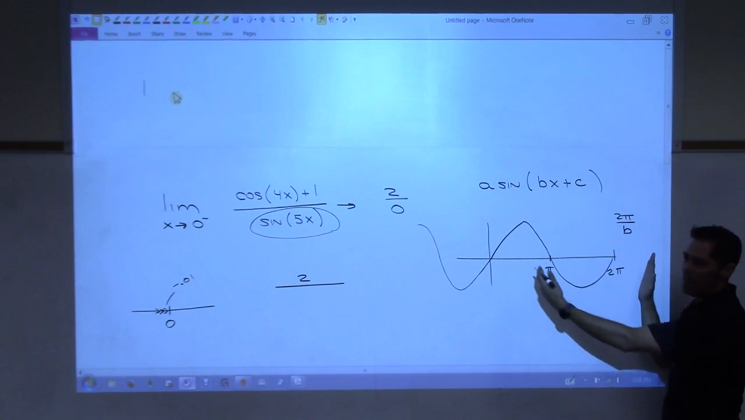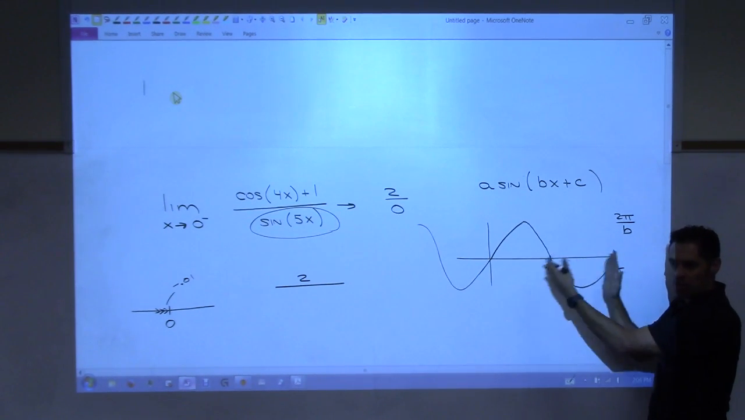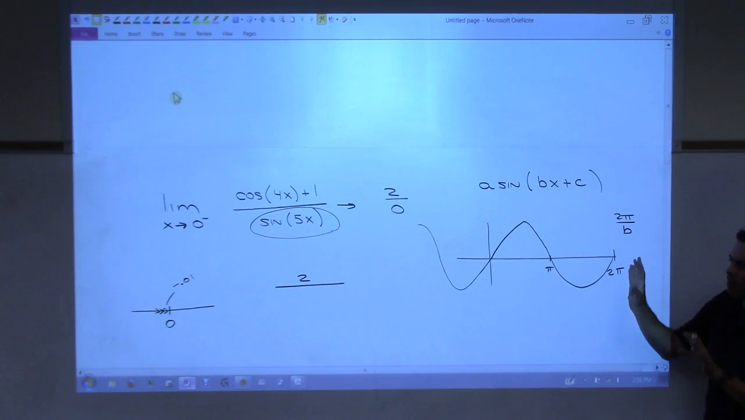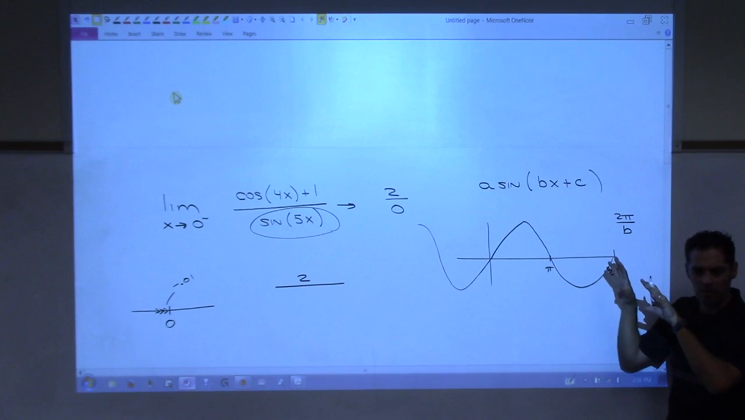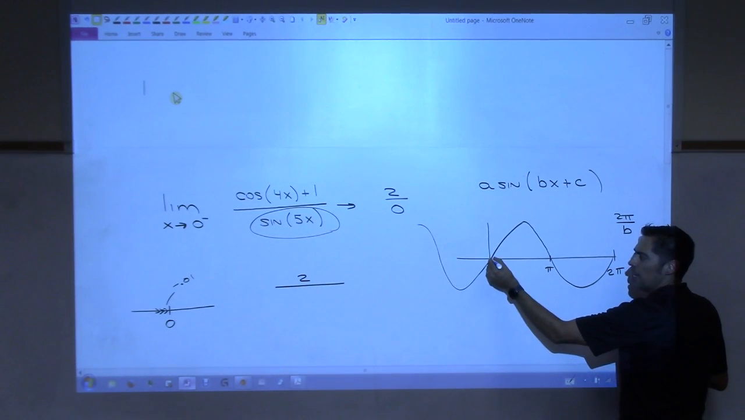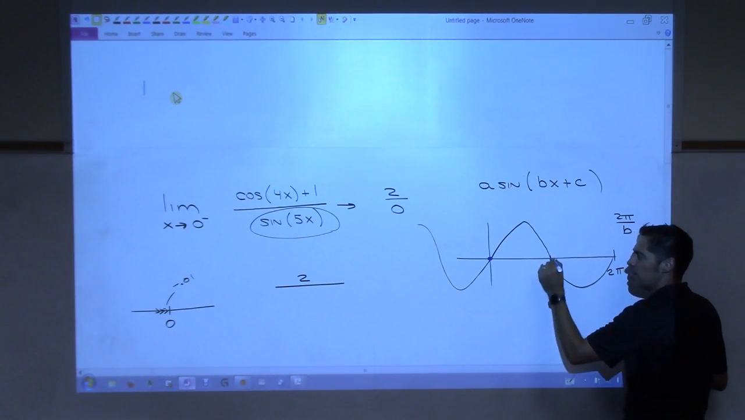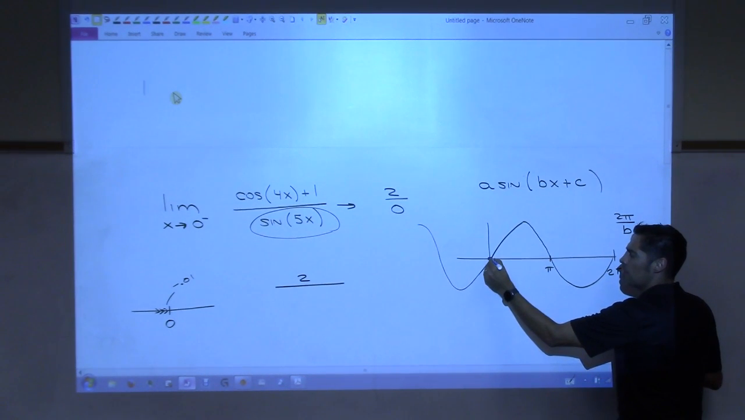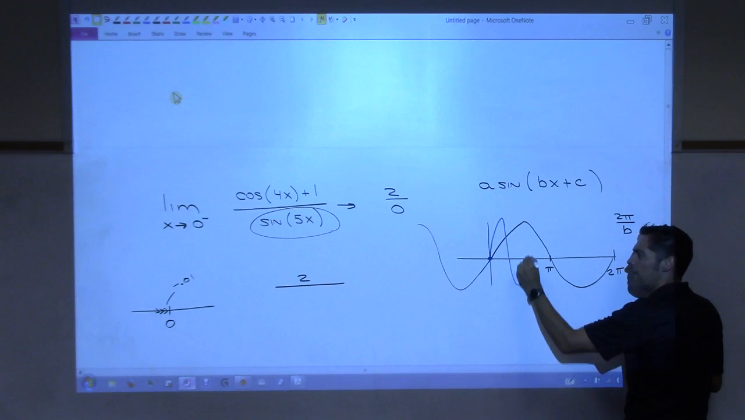So putting a 5 there actually compresses it. You're going to get more waves in a shorter amount of time. The c was what we called a phase shift. That moved things left and right. What's important for us to know is that we've got sines happening. It does not change this point, but you're getting more of these happening faster.